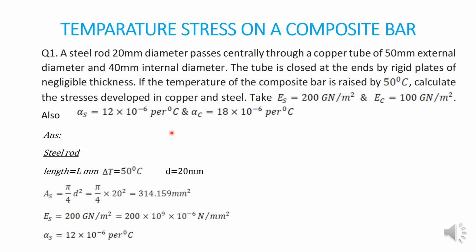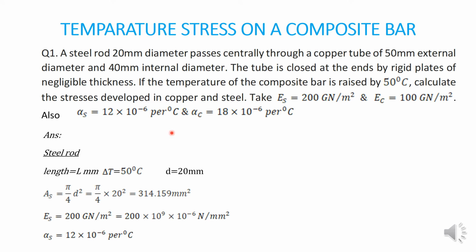First of all, let's write down the given data for the steel rod and also the copper tube. For the steel rod, the length is not given in the question, so let's take the length as L mm. Now the temperature change, delta T. It is given in the question that the temperature is raised by 50, so delta T equals 50 degrees Celsius. Now the diameter is given as 20 mm; the steel rod is a solid section with a diameter of 20 mm.